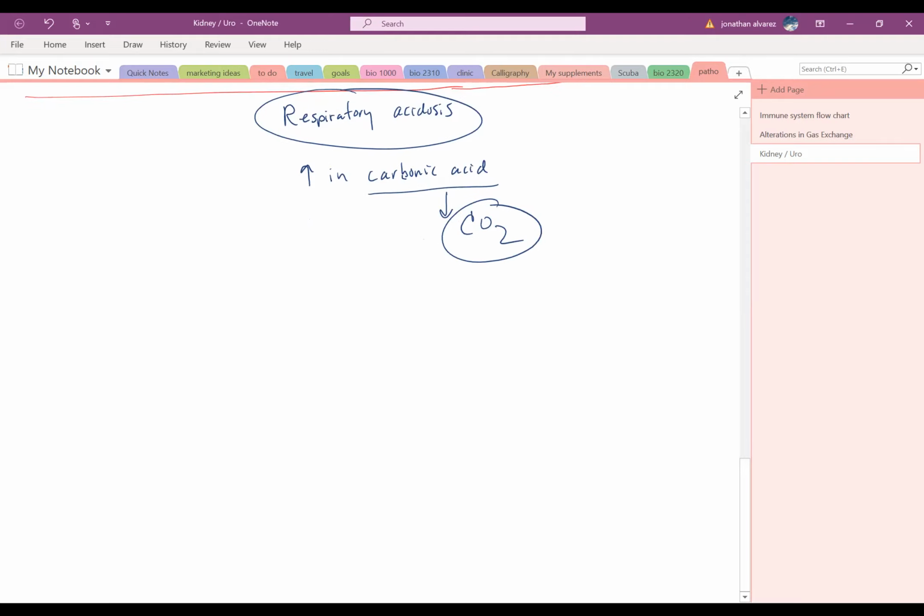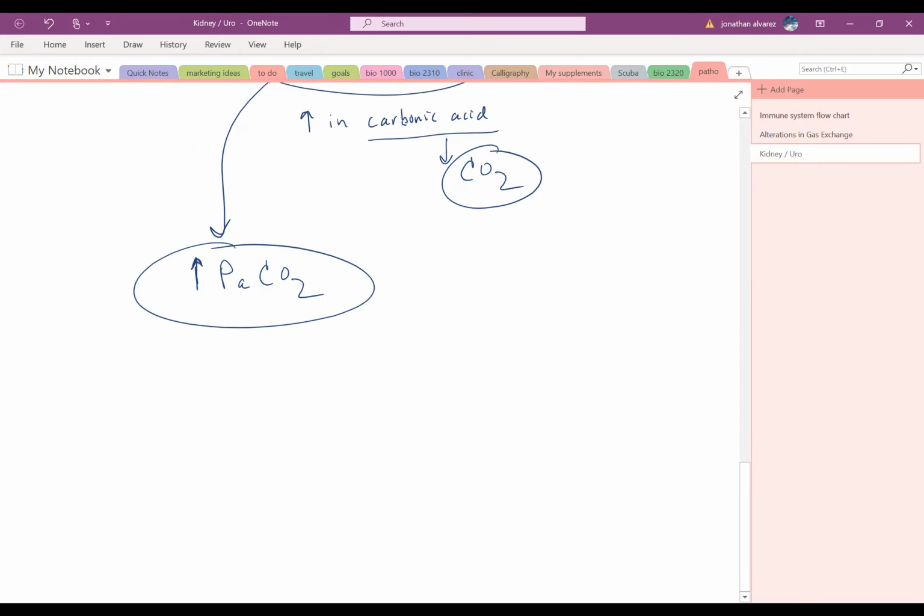Okay, so typically you're going to have an increase in the PaCO2. Okay, that means partial pressure of carbonic acid.